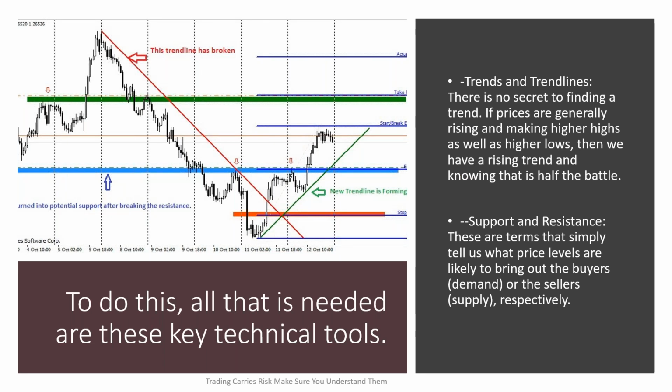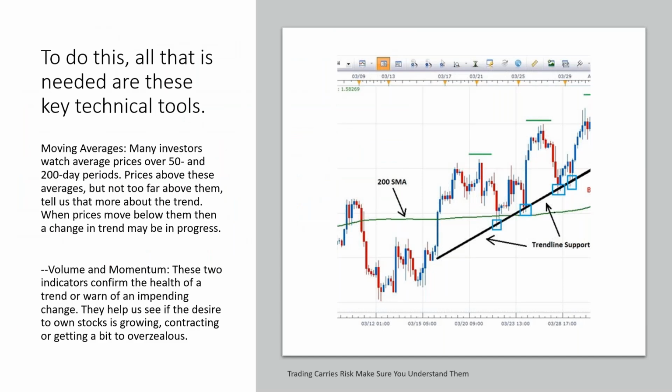Trends and trend lines are very important. There's no secret to finding a trend. If prices are generally rising and making higher highs as well as higher lows, then we have a rising trend, and knowing that is half the battle. Support and resistance, these are terms that simply tell us the price levels that are likely to bring out the buyers or the sellers respectively.